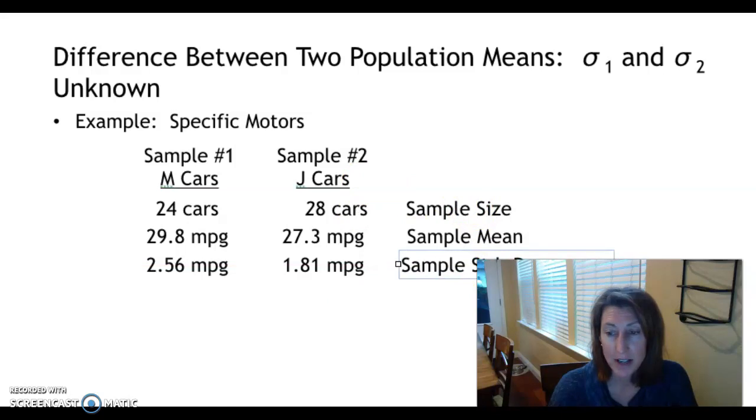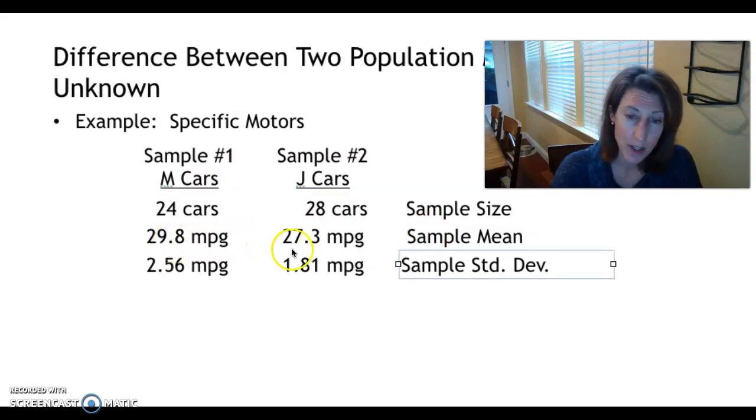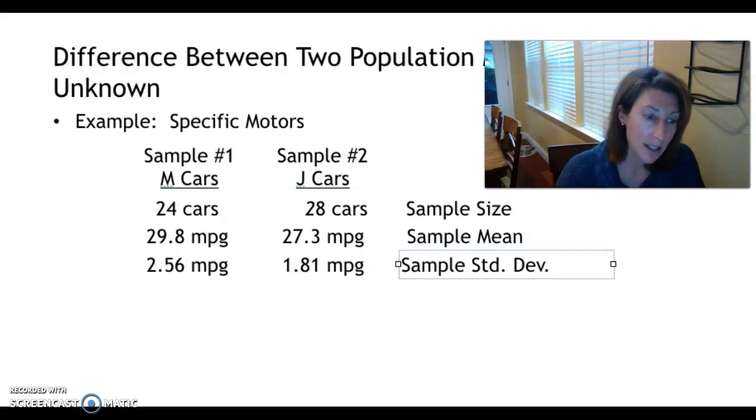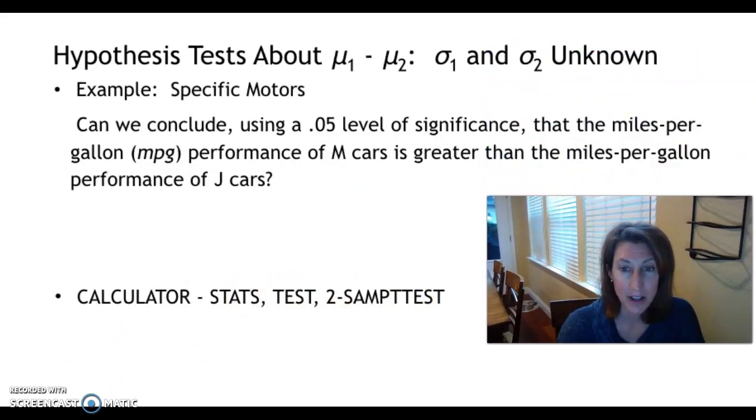Our sample standard deviation, for example, I'll put myself up here. So M cars, 24 cars, J cars, 28 cars. You're going to put that in as your N1 and your N2. Sample mean, this is your X1, 29.8, your X2, 27.3. And then we've got our sample standard deviation, our S1, our S2. So we're just going to go to the place in our calculator, STAT TESTS, 2-SampTTest. That's all that we're going to do.